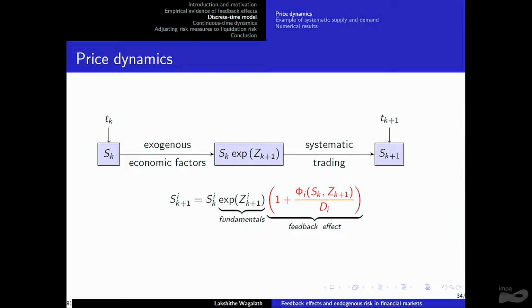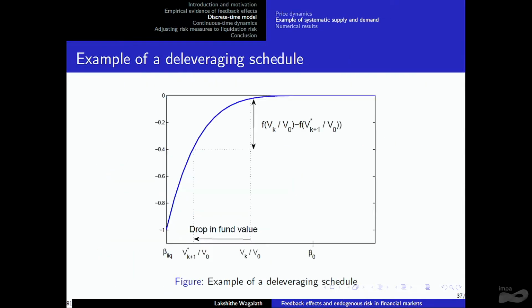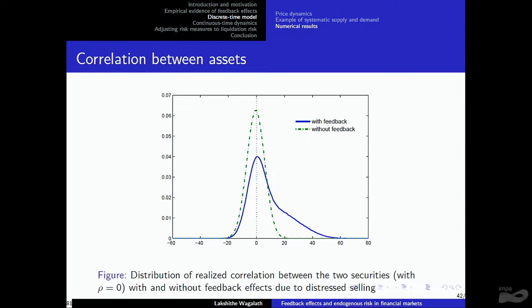The model with only the fundamentals, we know what it's going to give us: the realized correlation should be close to 0. It's actually what we get from this curve in green. You see that realized correlations, without feedback, are centered around the value of 0.